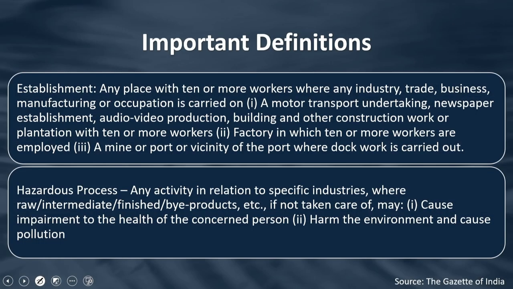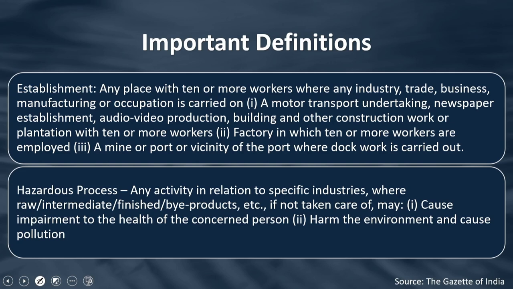Let's look into what you understand by establishment under this code. Any place with 10 or more workers, wherein any industry, trade, business, manufacturing or occupation is carried on. It could be, let's say, a motor transport undertaking, newspaper establishments, audio video production, building and other construction work, or a plantation with 10 or more workers. It could be a factory in which 10 or more workers are employed, or it could be even a mine or port or vicinity of the port where dock work is carried out. So this is what you mean by establishment in the code.